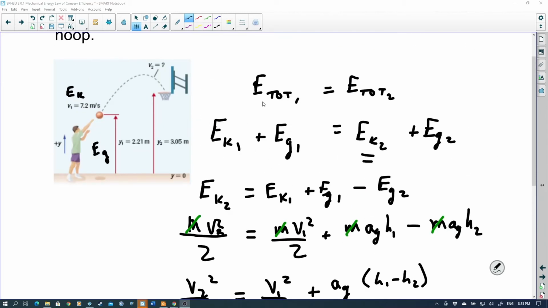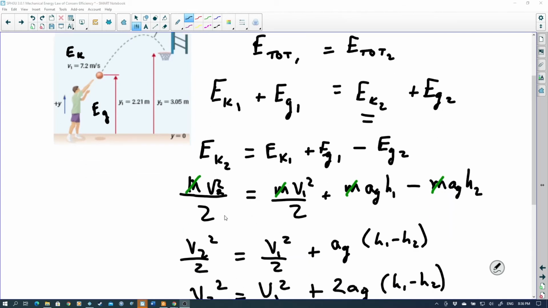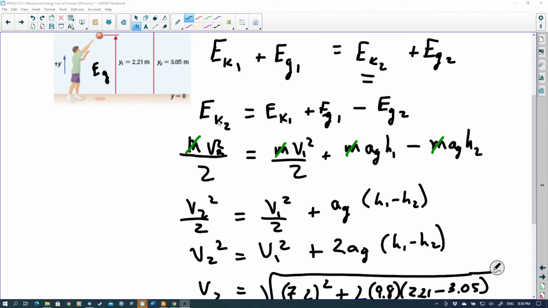Let's just quickly recap here. We found our total energy at the first position, which is kinetic and gravitational potential energy. We found our total energy at the end, which is kinetic and gravitational potential energy at a different height. We don't know our second kinetic energy, but that's what we're looking for. We're looking for the speed, which is trapped inside of that part of the equation. We rearranged everything to get the EK2 all by itself. We replaced EK2 by its corresponding equation. Same thing with EK1, same thing with EG1 and EG2.